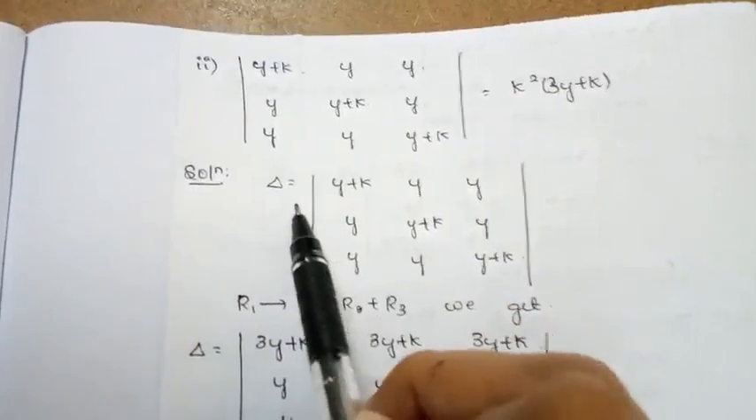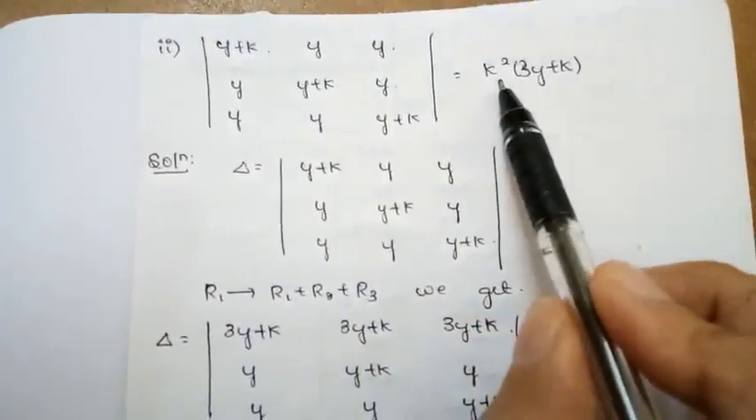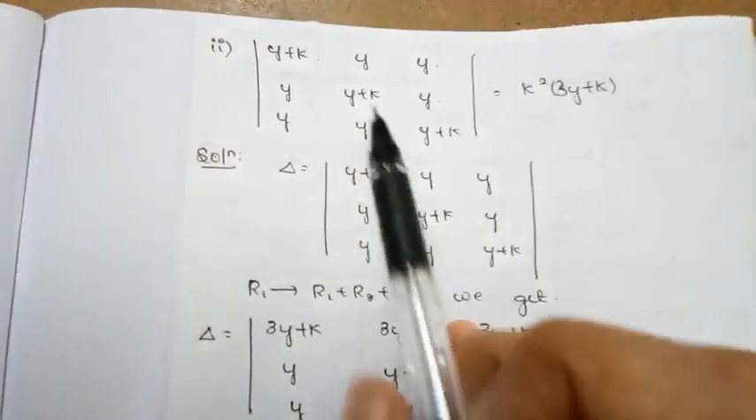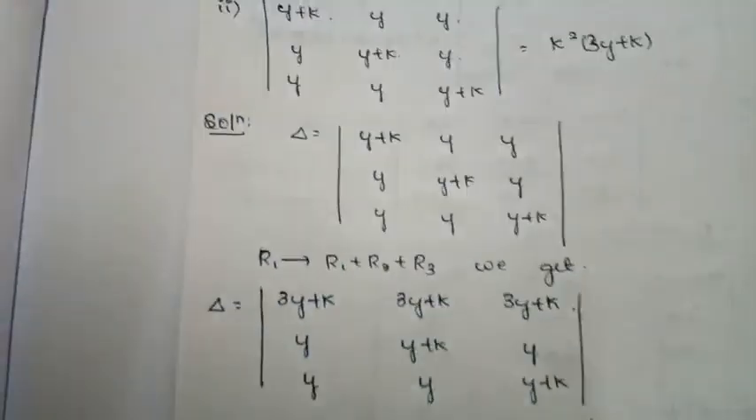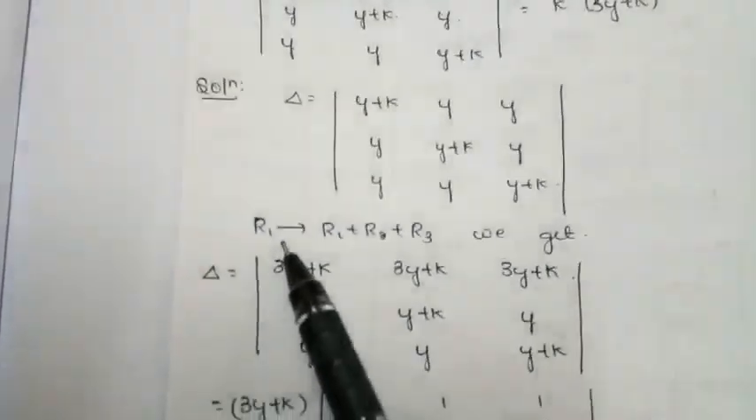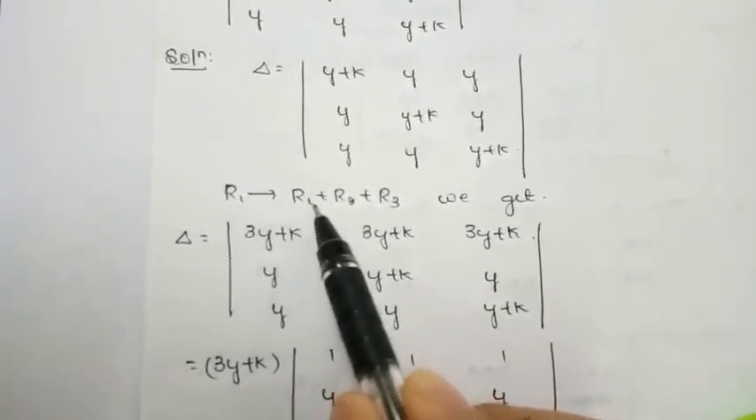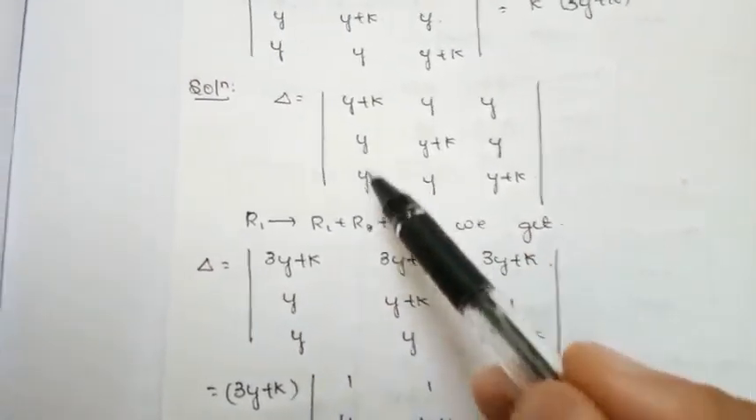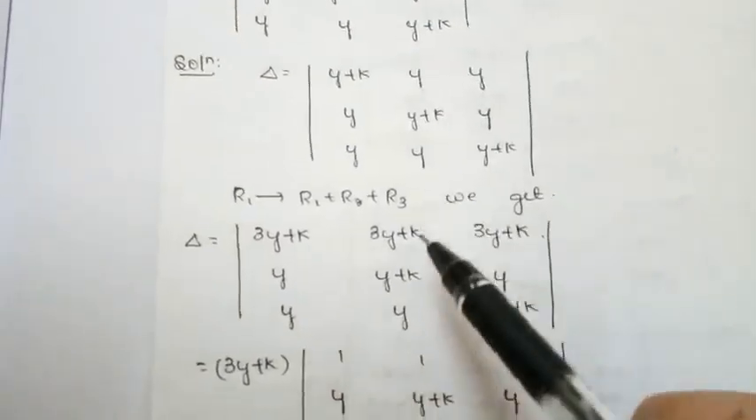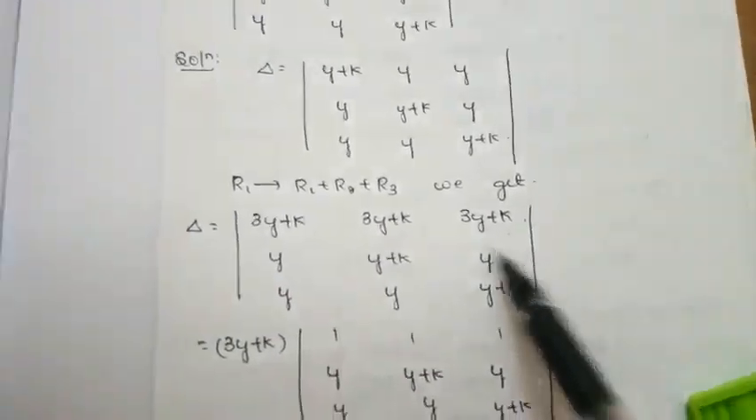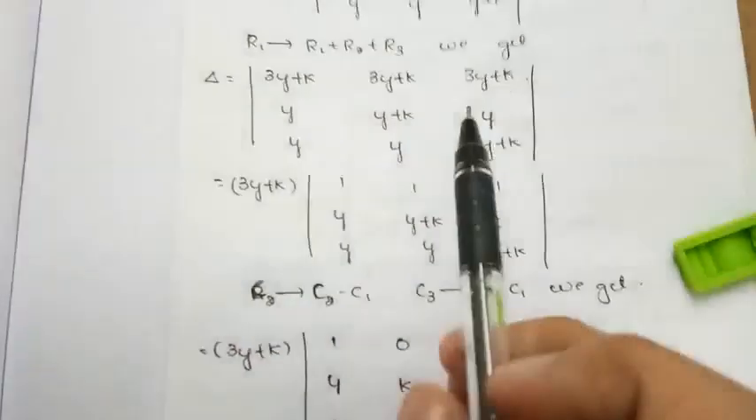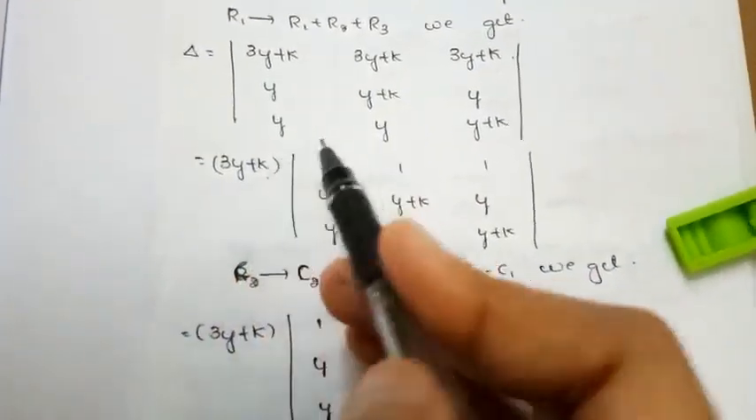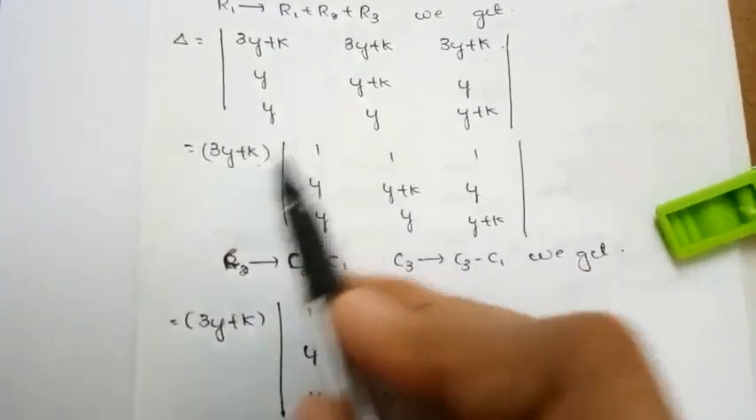So I am taking this one as delta. What we required, concentrate here, is x square, 3y plus k. So how can I get 3y plus k? You see here, if I add all these things as I said in the previous one, I am doing first the row operation, that is nothing but r1 implies r1 plus r2 plus r3. So that first becomes y plus k plus y plus y, 3y plus k. Here also 3y plus k, here also 3y plus k. The rest of the elements remain as they are from row 2 and row 3. From the first row, I can take 3y plus k common outside. After taking 3y plus k common outside, what is the remaining?